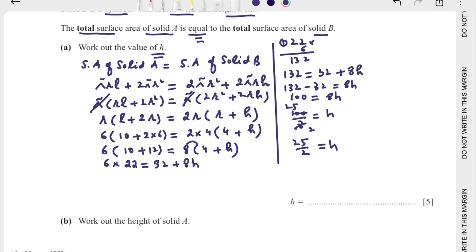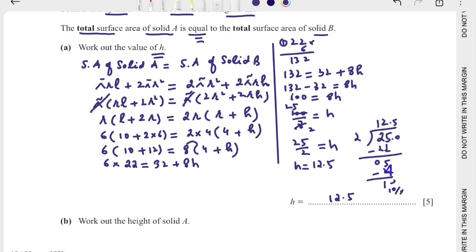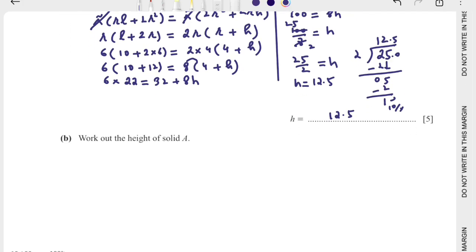So 100 divided by 8 is 25 divided by 2, which is the value of h, and you can also write in decimal, so we can show long division here. 2 1s are 2, minus 0, drop 5, 2 2s are 4, then again minus, it will be 1, decimal point, 0, and 2 5s are 10. So h would be equal to 12.5. This is the answer.